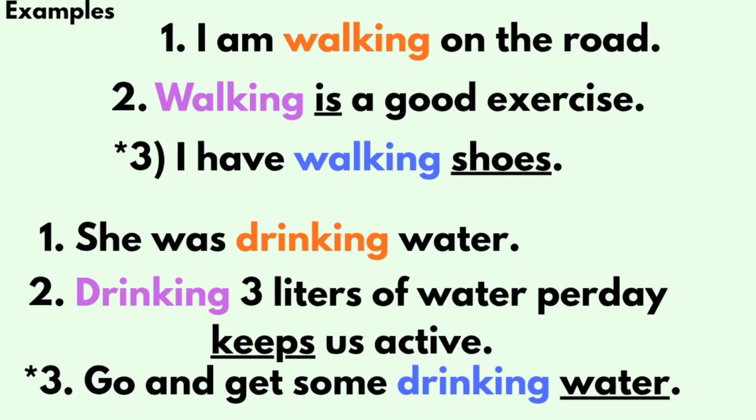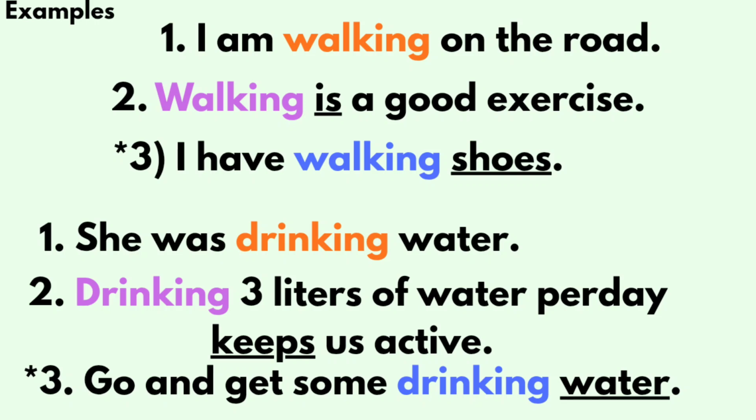I am walking on the road. So walking is the verb in the sentence. Walking is a good exercise. In this sentence, walking is the noun, not the verb. So in the place of the noun, you can replace it with other nouns which are suitable in that sentence, okay?